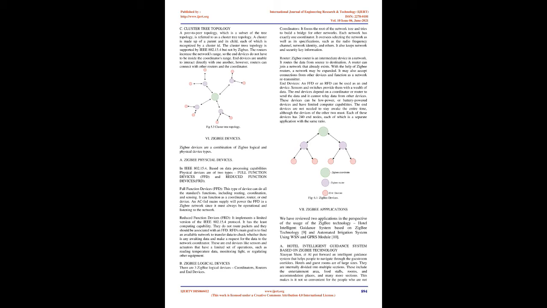An AC-fed main supply will power the FFD in a Zigbee network, since it must always be operational and listening to the network. Reduced function devices, RFD. It implements a limited version of the IEEE 802.15.4 protocol. It has the least computing capability. They do not route packets, and they should be associated with an FFD. RFD's main goal is to find an available network to transfer data, to check whether there is any awaiting data, and make a request for the data to the network coordinator. These are end devices like sensors and actuators that have a limited set of operations, such as reading temperature data, monitoring light, or regulating other equipment.